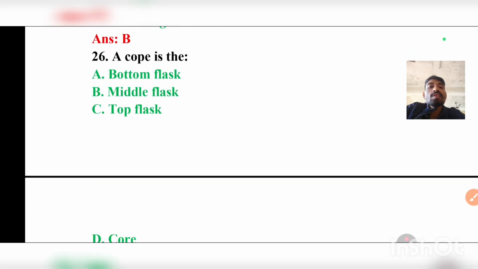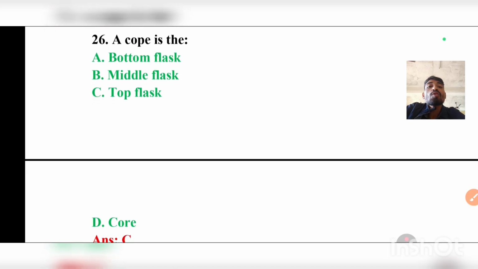Question number 26, a cope is the bottom flask, middle flask, top flask or core. Cope क्या होता है? तो correct answer is your C, that is your top flask. Top flask को बोलते हैं cope and bottom flask को बोलते हैं drag.